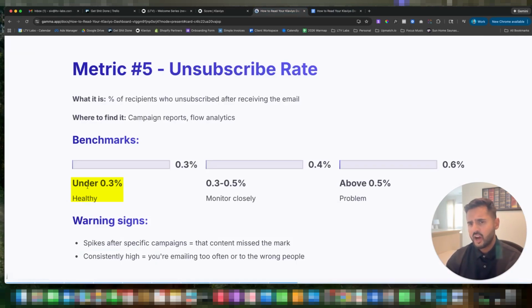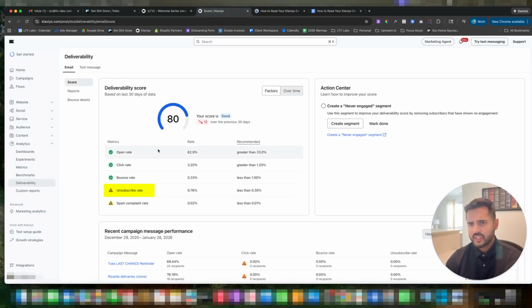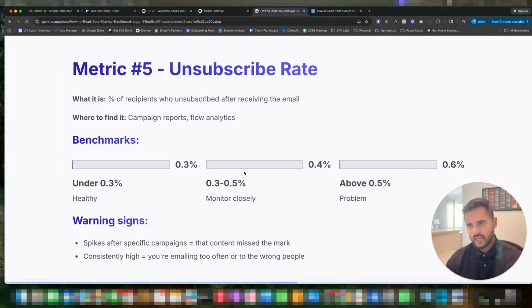So the benchmarks are that under 0.3% is considered healthy, between that and 0.5% you want to monitor it closely, and above 0.5%, it's a problem. So that's what you want to look at there. In this case, for the unsubscribe rate, we're at 0.76%, so definitely could use a little bit of work there. That's something that we're actively working on. But that's definitely what you want to shoot for. Under 0.3% is the goal for us.